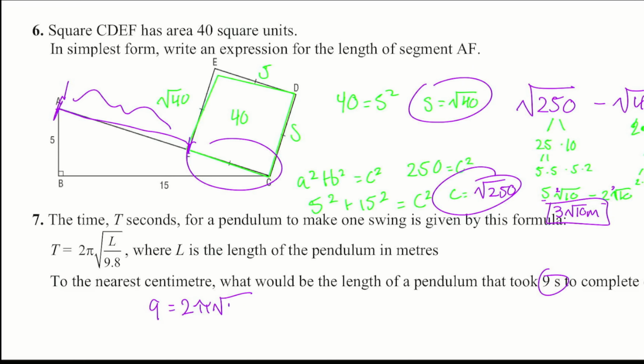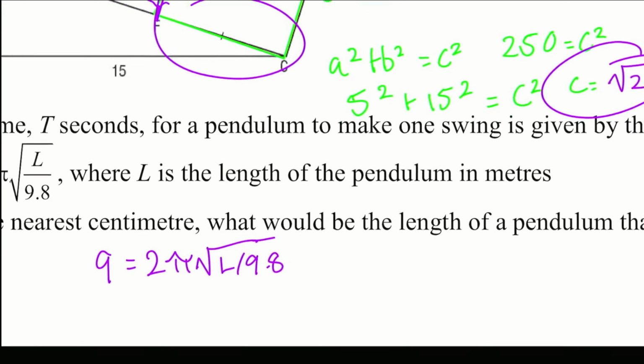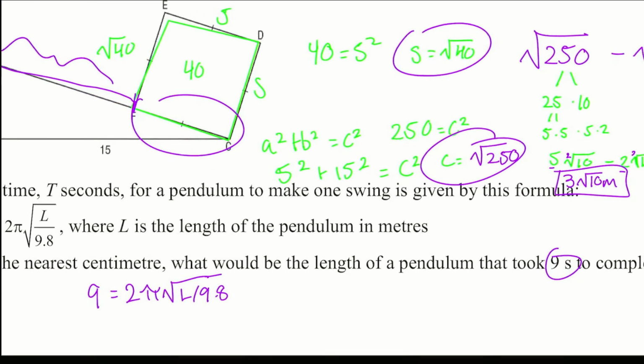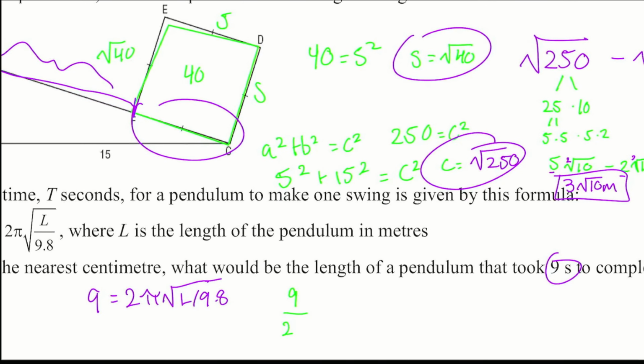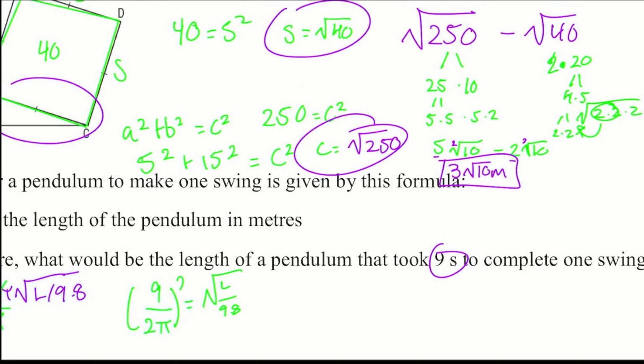Alright, length over 9.8. So now it's a process of isolating for L. The way we isolate for L here is we're going to divide both sides by 2 pi. So 9 divided by 2 pi, to cancel out this 2 pi over here, gives us the square root of L over 9.8. So now we actually have to square both sides. So let's square both sides.